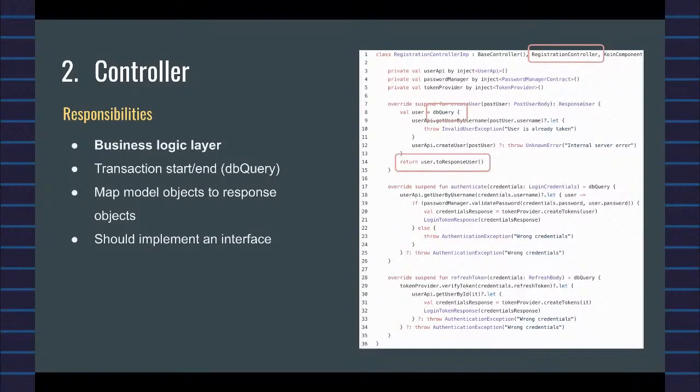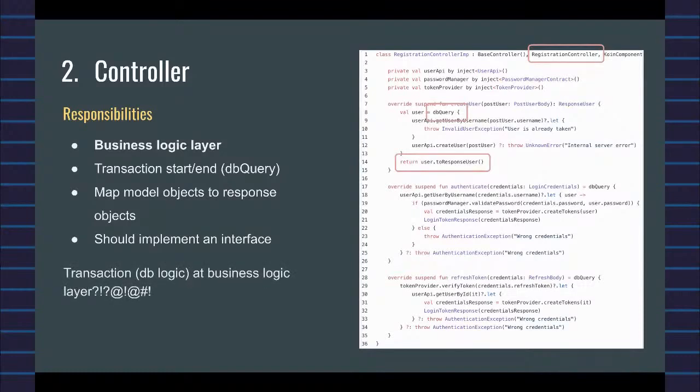Okay, controller layer. This is one of the biggest layers, of course. This is handling all the business logic. This handles transaction start and end with the database query block that you can see in the middle square. You can also map models from your model objects to the response objects in case you don't want to send all the information that is defined in your model objects, such as passwords or other stuff. And this should implement an interface. As you can see at the top right, registration controller is our interface.